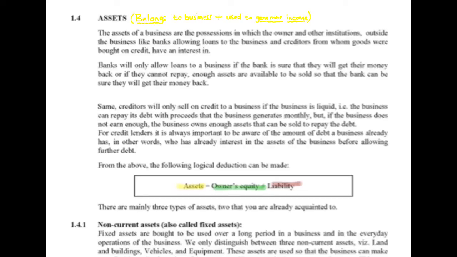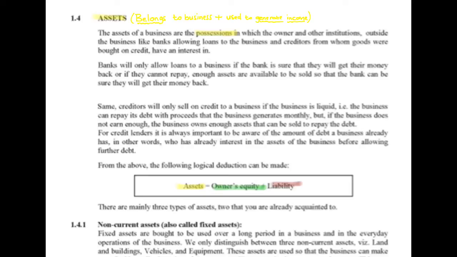So assets, first of all, you should know is what belongs to the business. And that thing that belongs to the business is going to be used daily to generate more income. So it's going to use the shop that it's in, it's going to use the vehicle, it's going to use the stock that it's selling. All of those things are going to be used for the purpose of bringing in income, in the end making more profits.